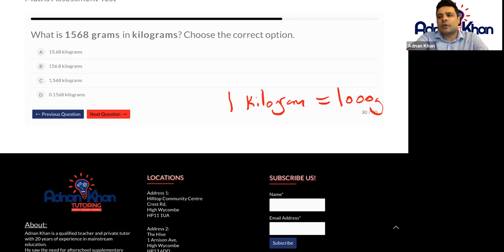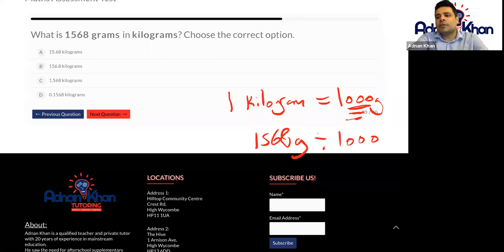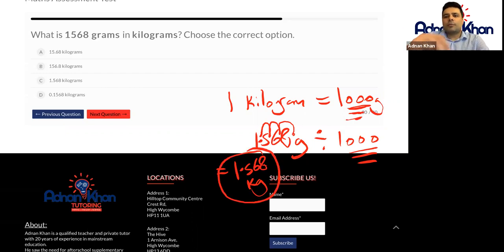Now, how do you convert grams into kilograms? Well, how many zeros do we have now in 1,000? We have 3 zeros. So what we're going to do is, with 1,568 grams, we're going to move our decimal. So we're dividing that by 1,000. And when you divide by 1,000, you move the decimal point to the left. How many times? 3 times, because there are 3 zeros in 1,000. So let's try that. 1, 2, 3. That means we're converting into kilograms. So 1.568 kilograms will be our answer here.